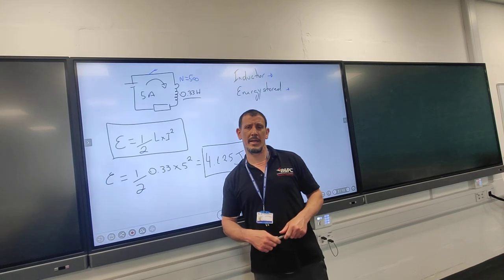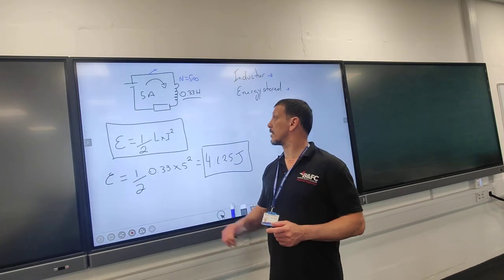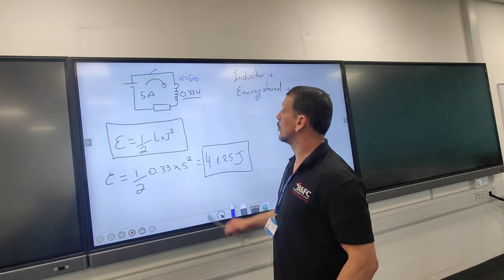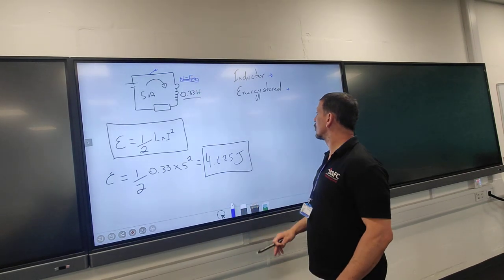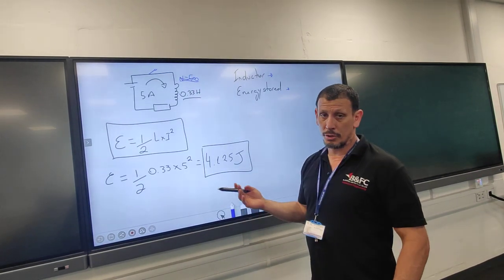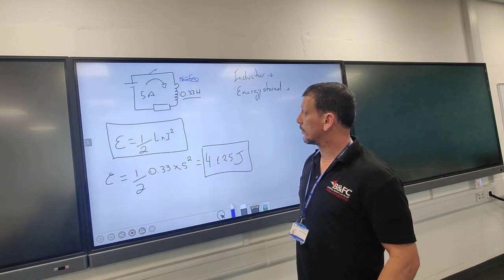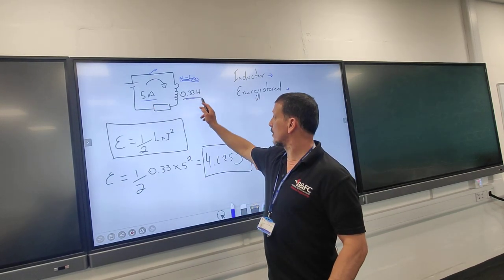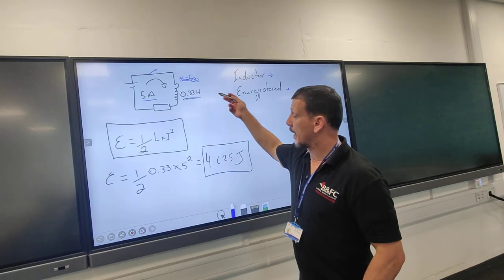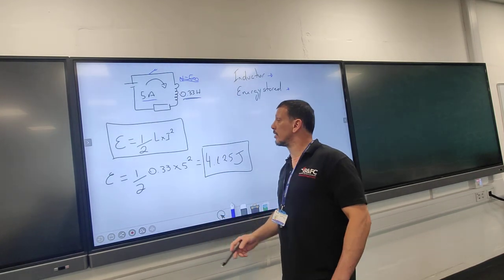We're going to be going through some more electrical questions today. And what we have today is a circuit with an inductor. And in this question, we're asked how much energy is stored in this inductor. We're given in the question the current of 5 amps. We're also given an inductance of 0.33 henries or 330 millihenries.